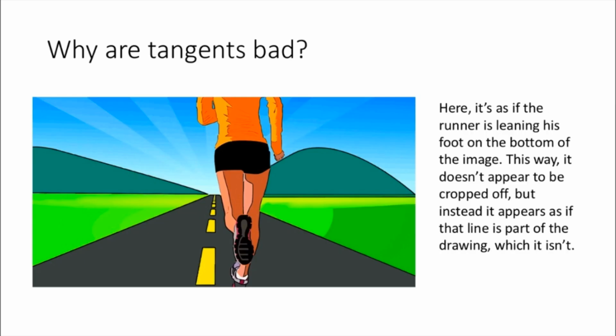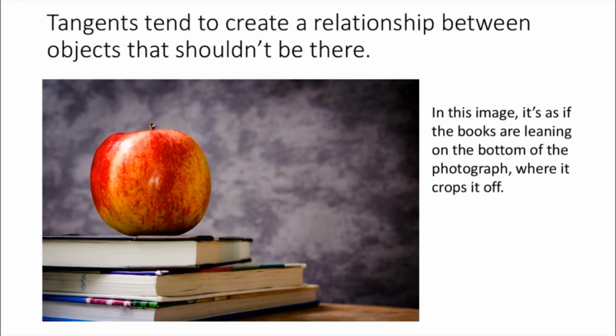And why are tangents bad? Well, it's because they suggest a relationship between two things that isn't there. So here, for example, it's as if the runner is leaning his foot on the bottom of the image. So it's like the bottom of this rectangle is something that he puts his foot on as if it's a surface. This way it doesn't appear to be cropped off, but instead it appears as if that line is part of the drawing, which it isn't. It's actually just cropped off. So this is a really bad tangent mistake that the creator made.